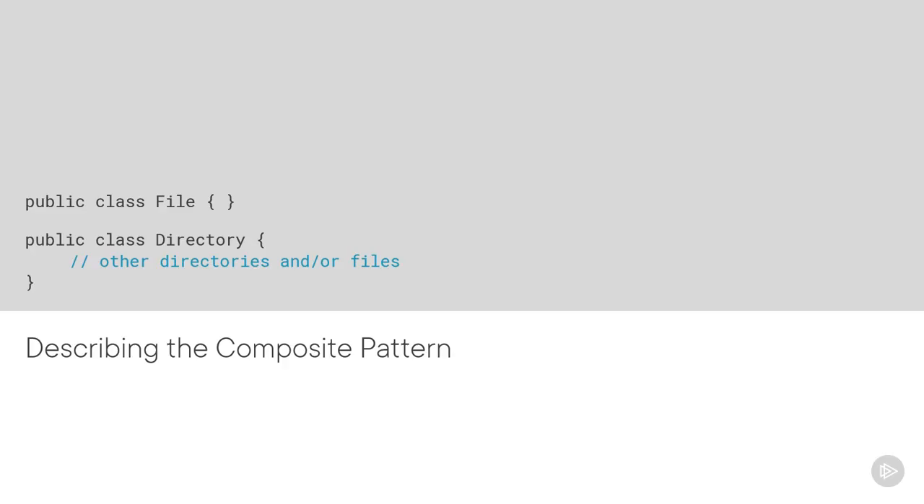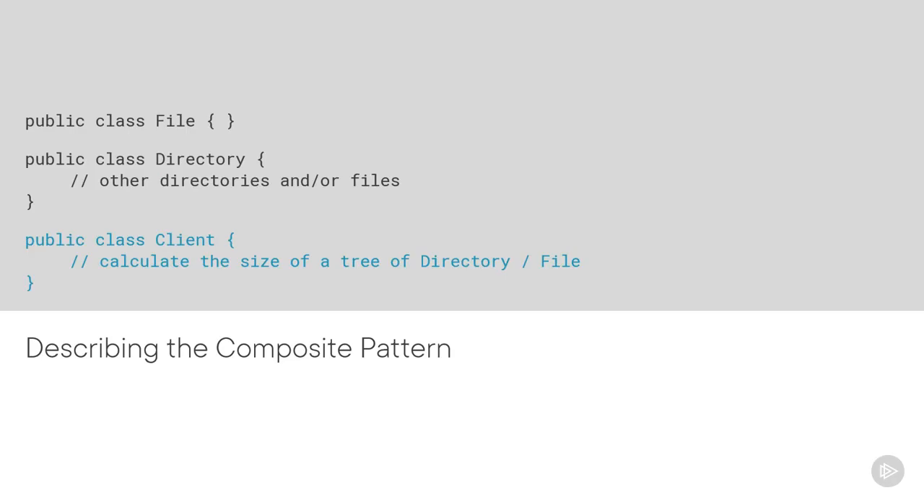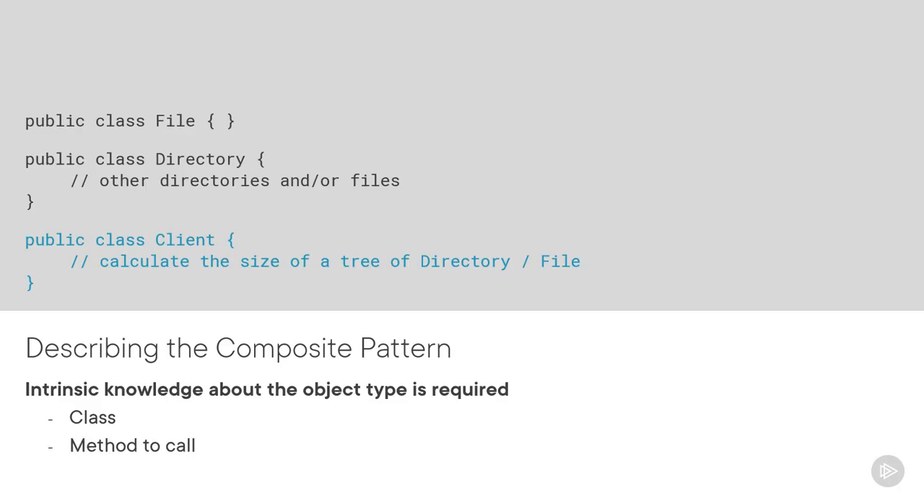Now imagine we want to get the size of all the items in our tree structure. We would have to run through all these objects. We need to know the exact classes, file and directory. We need to know the method to call on them to get their size. We need to know how deep nesting goes to be able to access those levels of files and directories, and so on. This becomes very cumbersome very fast. And that's what a composite pattern helps with.